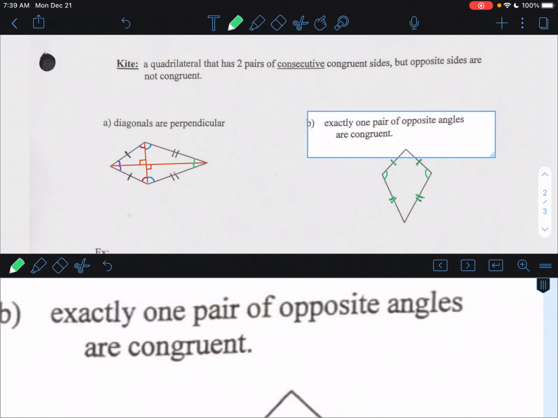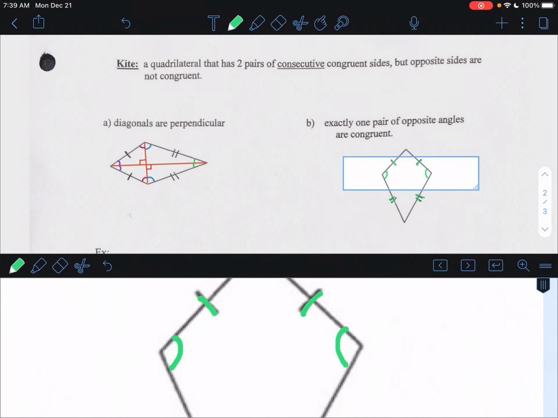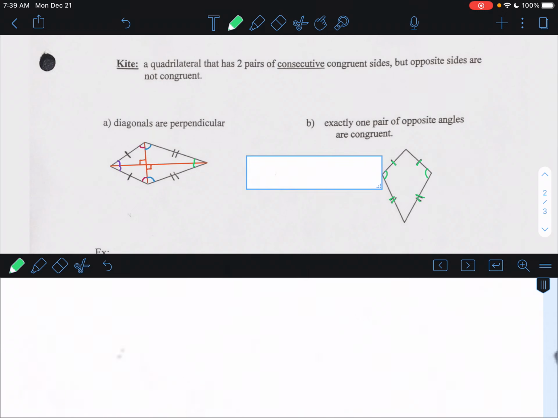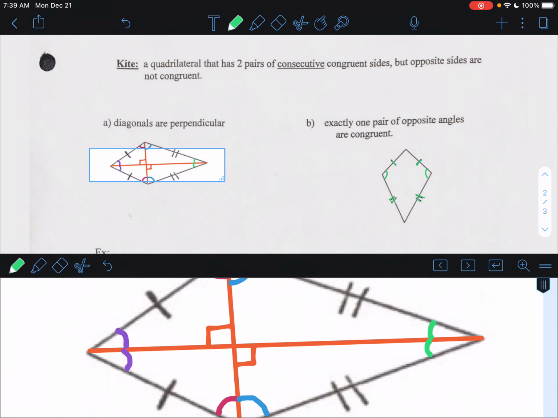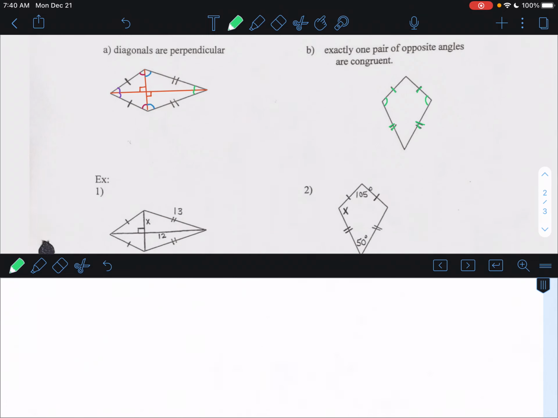So I only have one pair of opposite angles being congruent in a kite. And it's going to be these two. The one at the top and the one at the bottom, not worried about those. They're not going to be congruent. But when we draw in those diagonals, each side of those angles are going to be congruent to one another, as we can see, like there and there. Okay, so let's see some example problems with it.